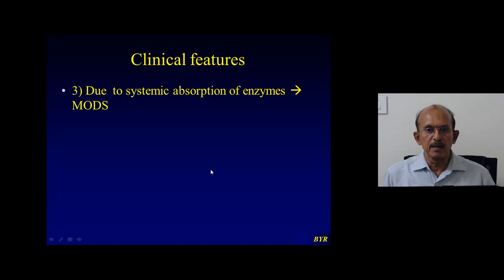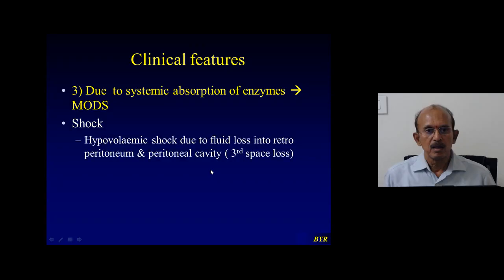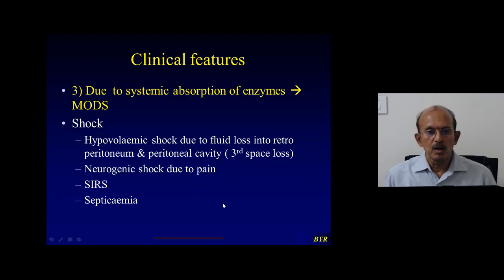Due to systemic absorption of the enzymes, there will be shock. The shock can be due to hypovolemia. This hypovolemia is due to fluid loss into the retroperitoneum and peritoneal cavity, producing third space loss. Neurogenic shock due to the severe pain that is produced. The shock can be due to systemic inflammatory response syndrome and due to septicemia if it is an infected necrosis. So these things will cause the shock in the patient with acute pancreatitis.